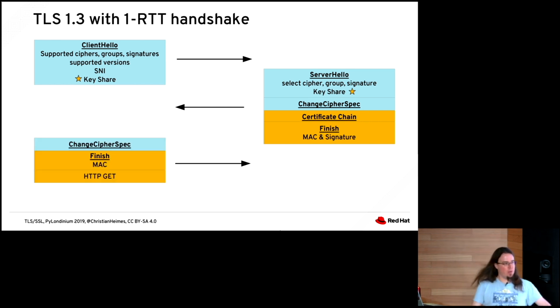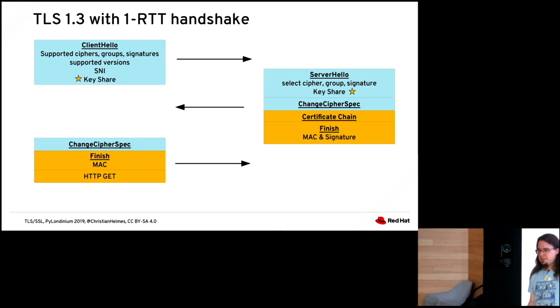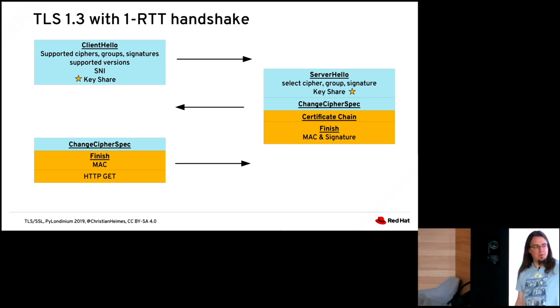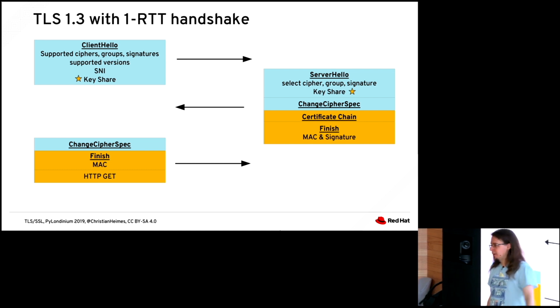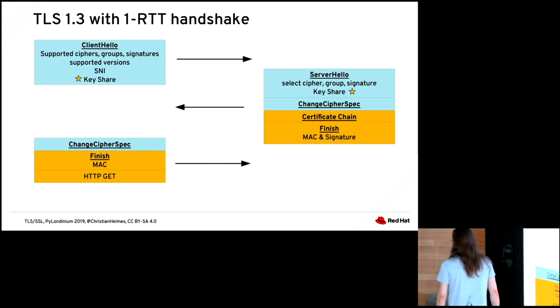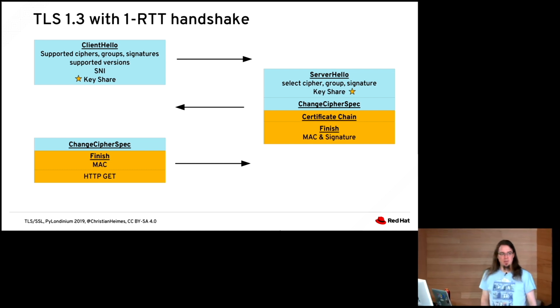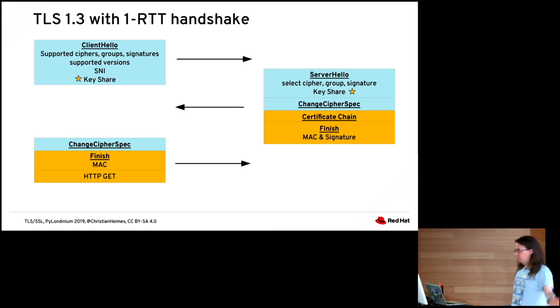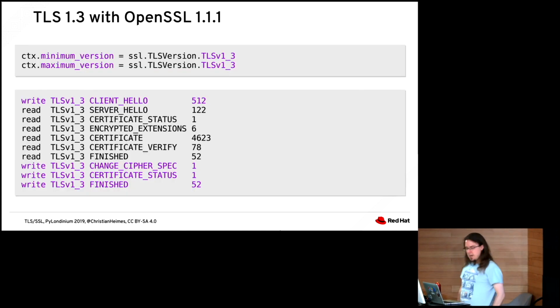And important to know is the certificates you get from the server are encrypted. The certificate chain here is already encrypted. So anyone listening to your traffic can't see which certs you're getting. There's still the server name indicator. The host name is still not encrypted. That's work in progress. And that's what it looks like if you use Python 3 with modern OpenSSL 1.1.1.